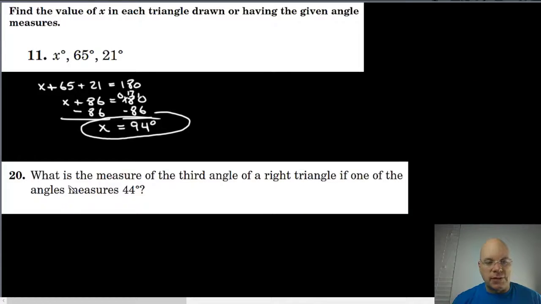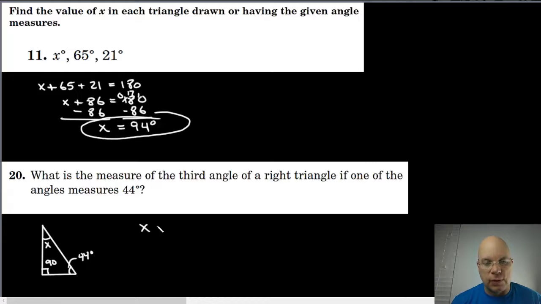Okay, problem 20, it says, what is the measure of the third angle of a right triangle if one of the angle measures is 44? So at first it might seem like you don't have enough angles to solve this, except it tells you that the triangle is a right triangle. So if it's a right triangle, we know one of the angles is 90 degrees. And then we know one of the angles is 44 degrees. And so in this case, this angle is our unknown angle x.